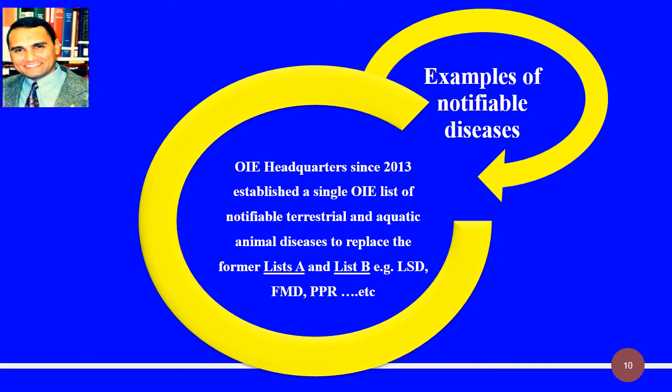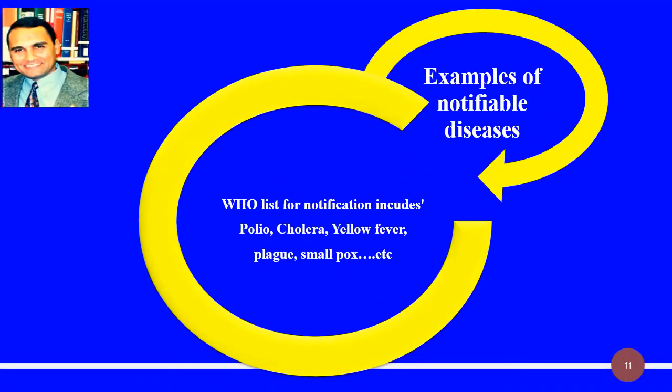Examples of notifiable veterinary diseases: since 2013, OIE headquarters established a single OIE list of notifiable terrestrial and aquatic animal diseases to replace the former List A and List B, such as lumpy skin disease in cattle, foot and mouth disease in cattle, PPR in sheep, etc. Examples of notifiable diseases in humans: the WHO list for notification includes polio, cholera, yellow fever, plague, smallpox, etc.